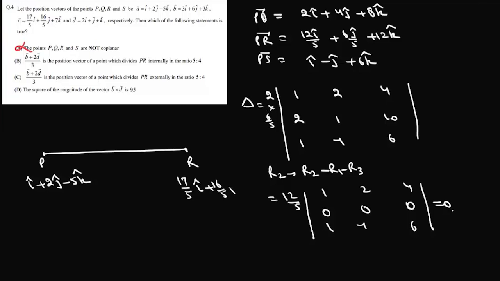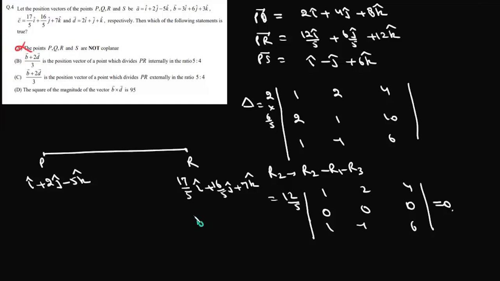Now next it says B plus 2D upon 3 is a position vector which divides PR in the ratio 5:5. We have to find whether it is internally or externally. Now we'll take P and R. Now P is given as this vector A, which is i plus 2j minus 5k, and R is 17 by 5i plus 16 by 5j plus 7k, and we'll also find B plus 2D upon 3.